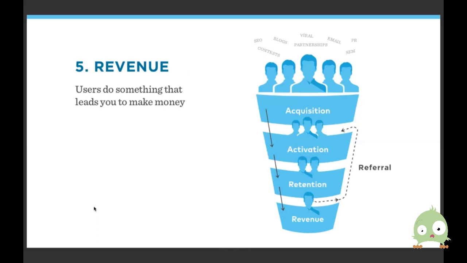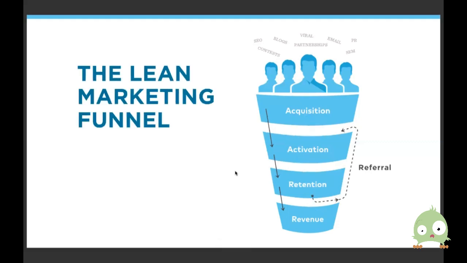Okay, so these are five steps or five stages: acquisition, activation, retention, revenue, referral. Okay, and which leads to the sales and which leads to generating revenue for your product or services. Now let's take a look at one of the case studies, and the case study we'll be talking about in here is Quora.